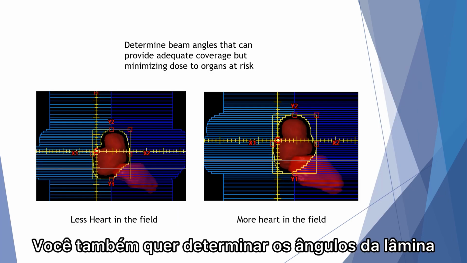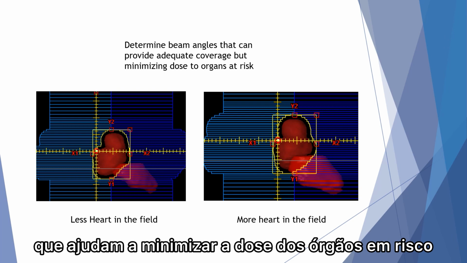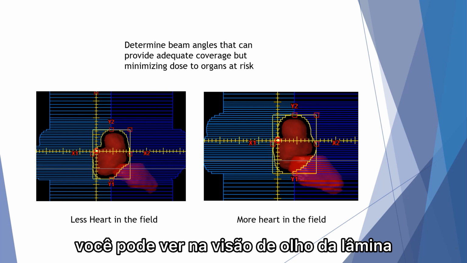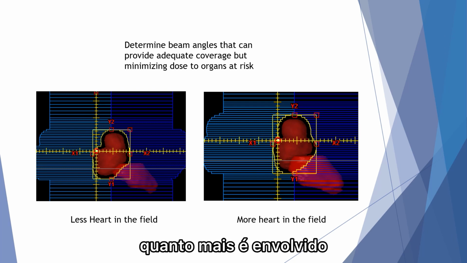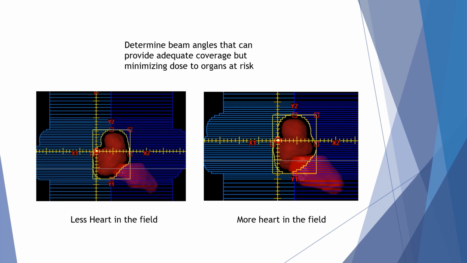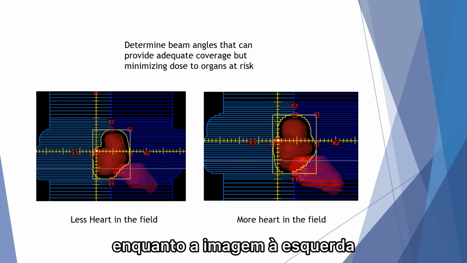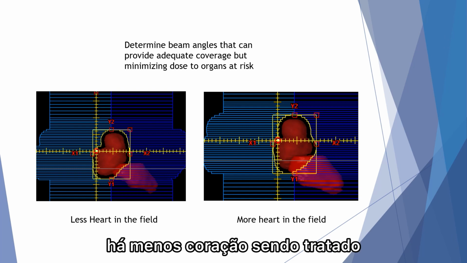You also want to determine the beam angles that will help minimize dose to the organs at risk. Rotating the gantry, you can see in the beam's eye view how much more is involved. The picture on the right shows a little bit more heart in the field, while the picture on the left, with rotating the gantry, has less heart being treated.